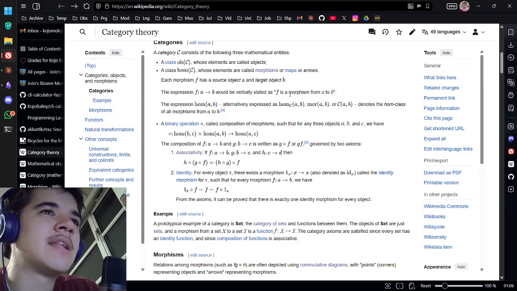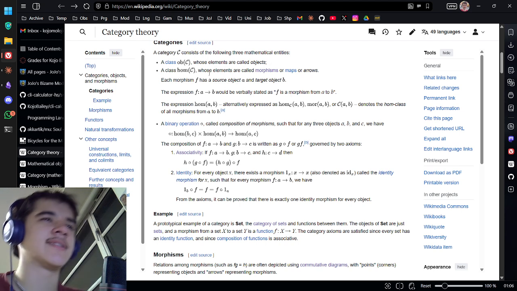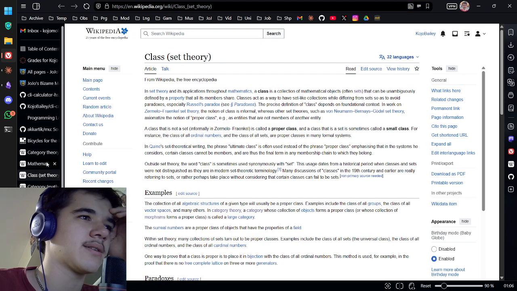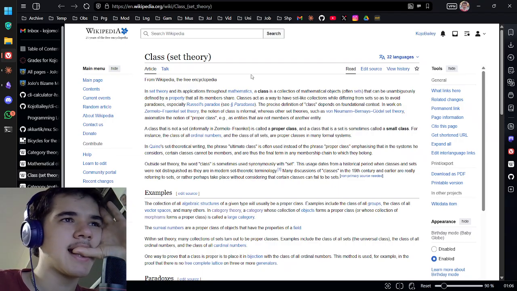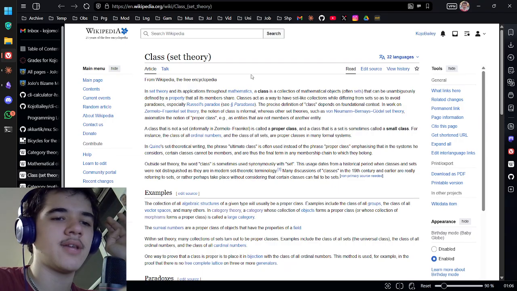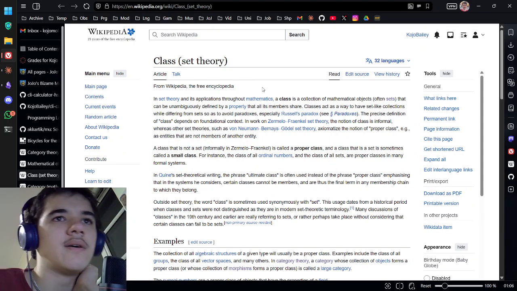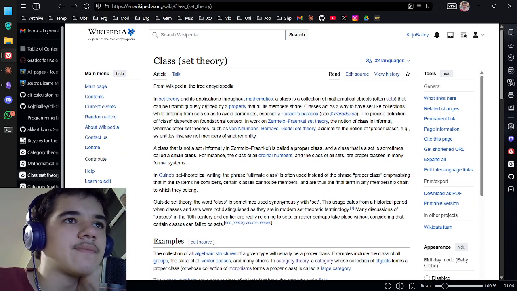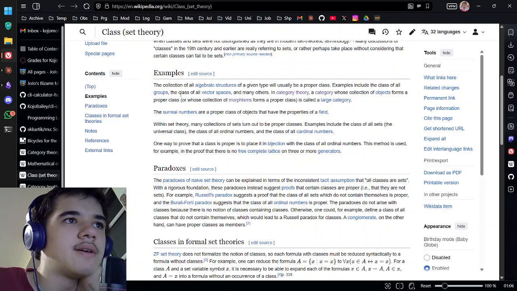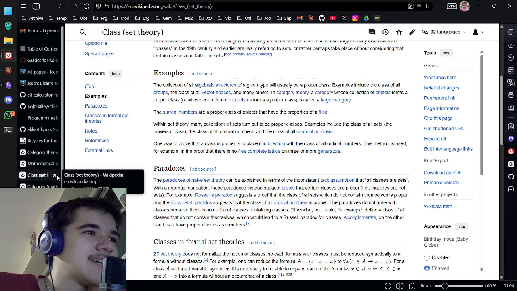A class whose elements are called objects. So yeah, I don't understand the class. You don't really see the class in the diagram. So let's open this in a new tab real quick. A class is a collection. Oh, it's part of set theory. Okay. So surreal numbers, what the hell, are a proper class of objects. Okay. Yeah, I don't understand that.